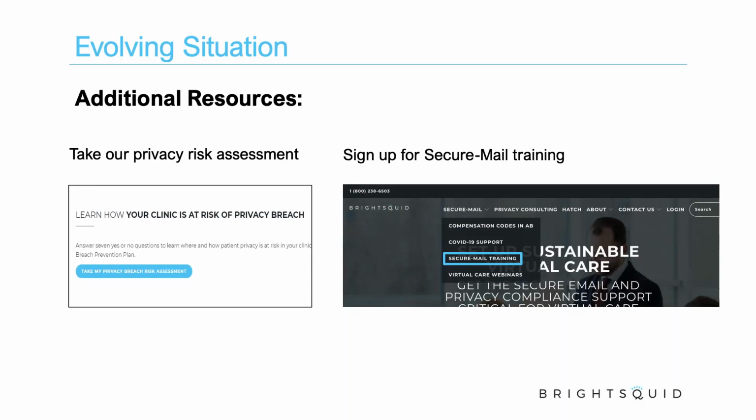This is an evolving situation. Getting virtual care up and running in your clinic is new, and we will be here every week to help you understand what else you can do, more tips and tricks about using SecureMail and implementing virtual care in your practice. You can do a privacy risk assessment in your clinic just to get a sense of where the risks of privacy breach are, because you're going to want to understand that, especially now under the heightened risk. COVID-19 has drawn out a lot more cyber criminals who are being more active, and we want to make sure that you're protected. You can take more in-depth SecureMail training every week, Tuesdays and Thursdays at noon Mountain Time.